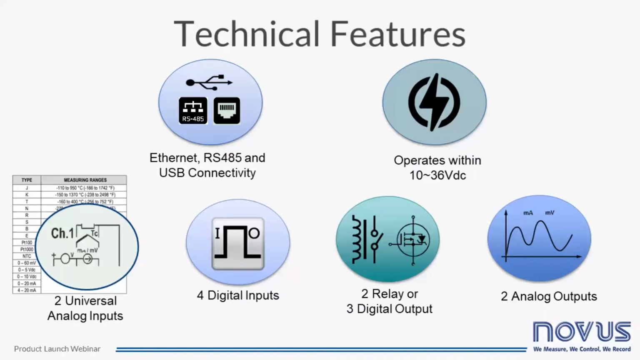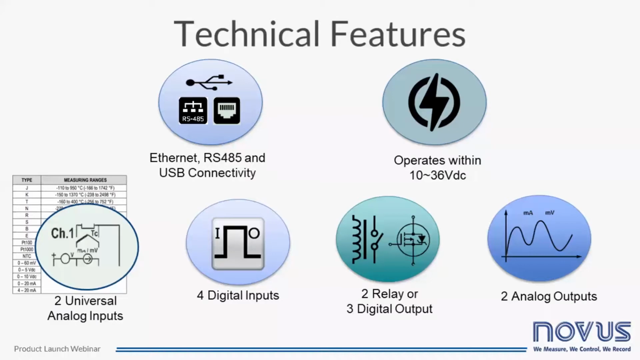Okay, technical features. As we mentioned before, DigiRail Connect has a USB port, an Ethernet interface, and an RS-485 interface. It works as a slave in the network, either on Modbus RTU over RS-485 or Modbus TCP over Ethernet. The device can be powered from 10 to 36 VDC surge power, which is a wide range for power supplies.